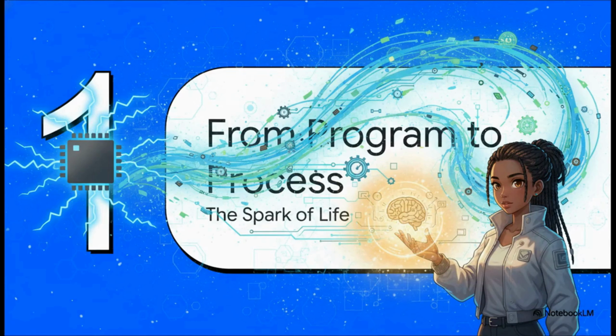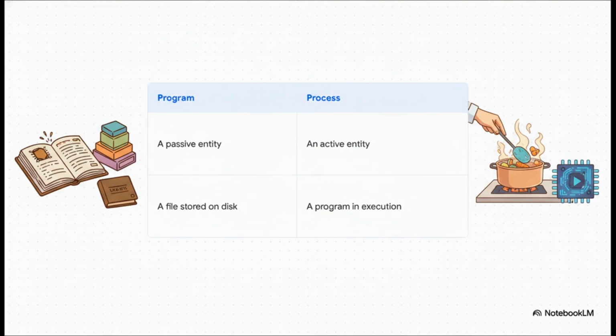Okay, so the very first thing we have to get our heads around is this transformation. When you double-click that icon, your operating system takes a static thing called a program and turns it into a living, breathing thing called a process. And trust me, that distinction is everything. And the difference? Well, it's like night and day.